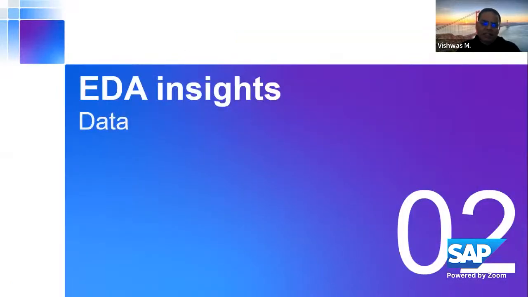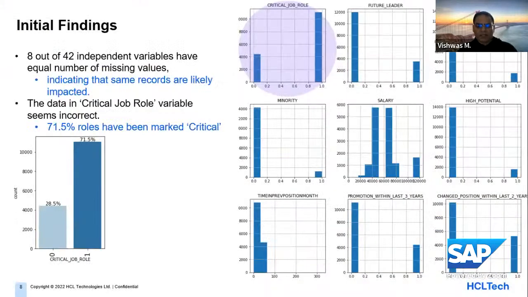The EDA insights for this were pretty interesting. We found that 8 out of the 42 independent variables have an equal number of missing values, which meant that there was something very common in these variables, and we were able to figure out that the same records had all the same missing values. We were not able to generate those because they were related to the previous jobs. Since we could not create the data, we had to drop some records.